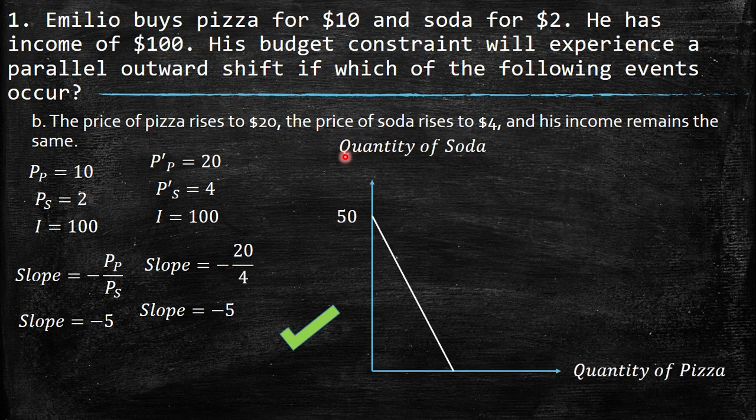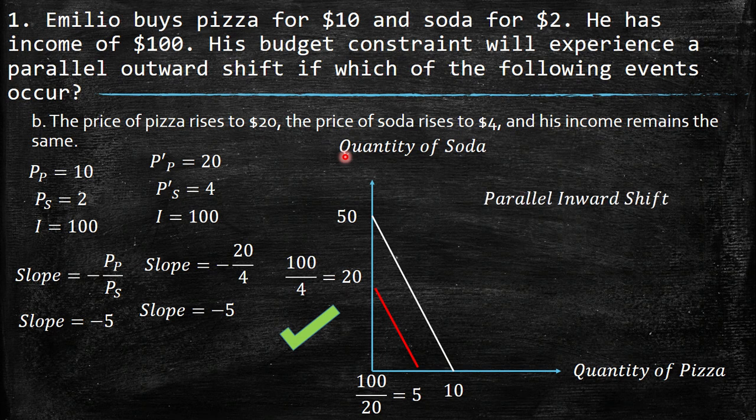So we're getting right here. Then we know that this is the first situation. The other one should be 100, which is the income, over the price of pizza, which is 20. The answer should be 5. And the other one is 100, the income, over the price of soda, which is 4. Then you will get 20. At the end of the day, this is a parallel inward shift. What we're looking for here is a parallel outward shift. So this cannot be the answer.